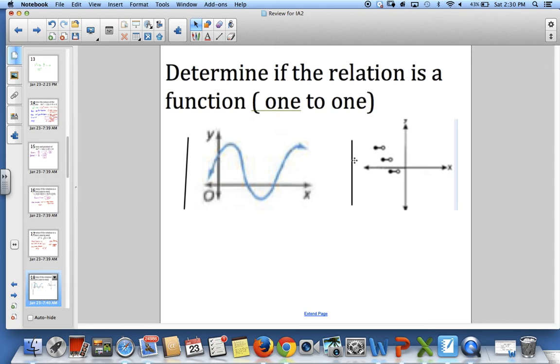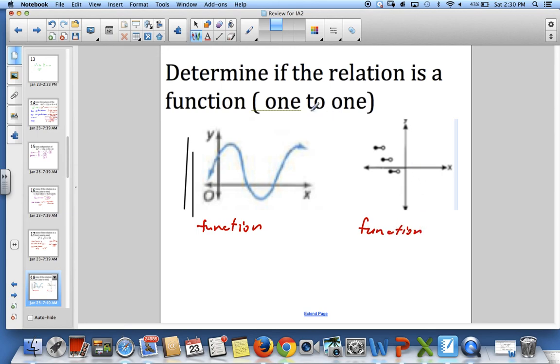And over here, when do I ever hit the graph twice? And the answer is here. It looks like I do, but the top one's open. So this is still a function. So for both of these, we have functions. So this is a function, and so is this.